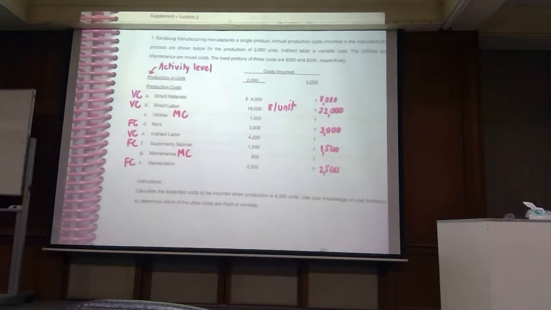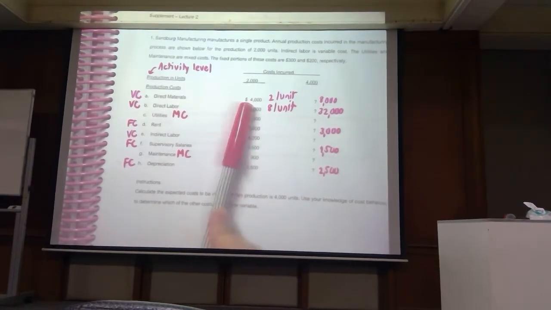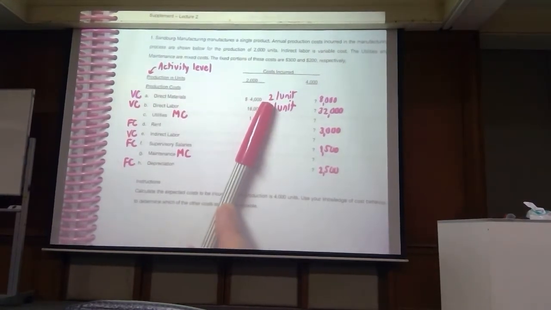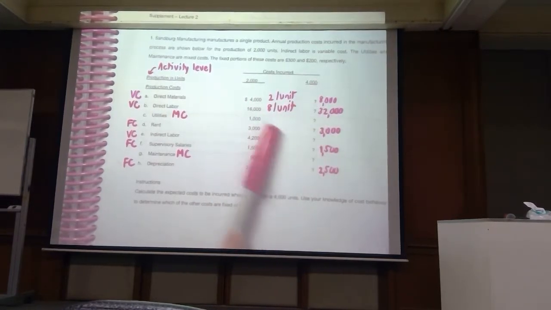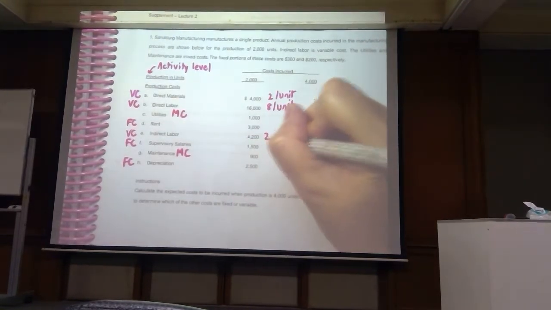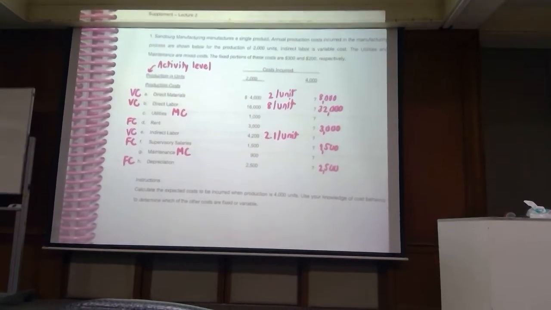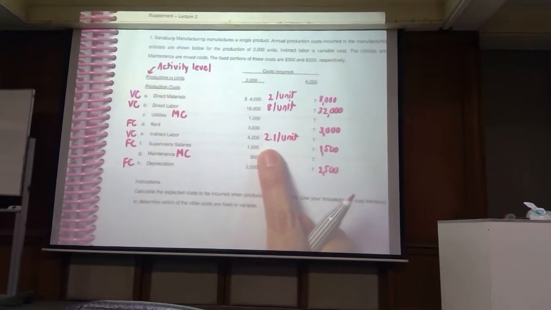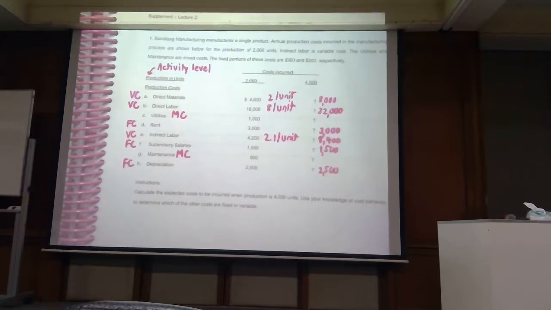Similarly for direct material, right? Let's go back a bit. For direct material, the variable cost per unit equals 2. So 2 multiplied by 4,000, so you get 8,000 here, okay? And for indirect labor, the indirect labor cost per unit equals 2.1 per unit, okay? And if you produce 4,000, you just multiply 4,000 with 2.1, so you get 8,400 for indirect labor.